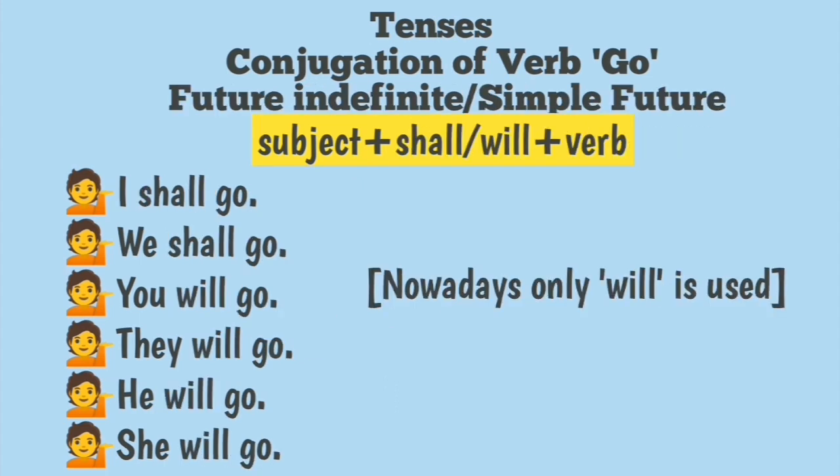Now, future indefinite or simple future tense. Sentence construction: subject plus shall or will plus verb. Examples: I shall go, we shall go, you will go, they will go, he will go, she will go. If the subject is first person, modal auxiliary shall is used. And in the case of second person and third person, modal auxiliary will is used.